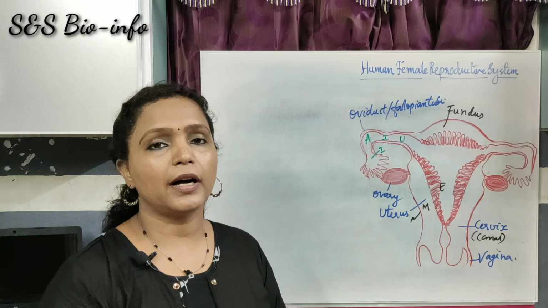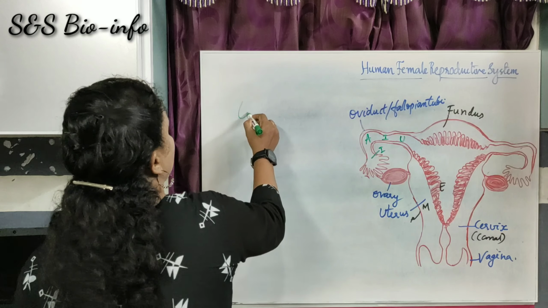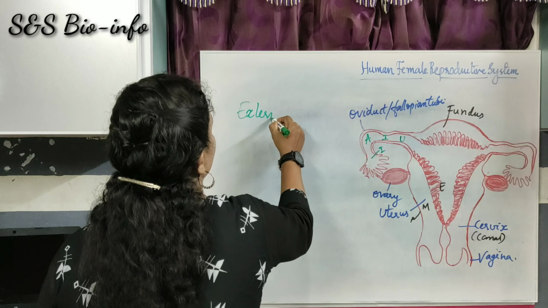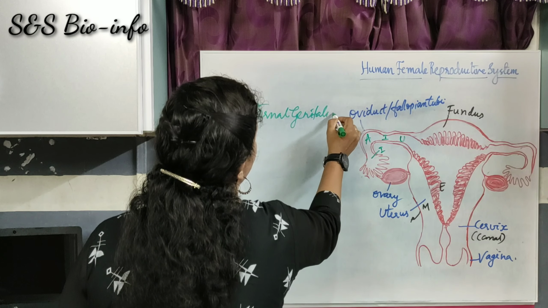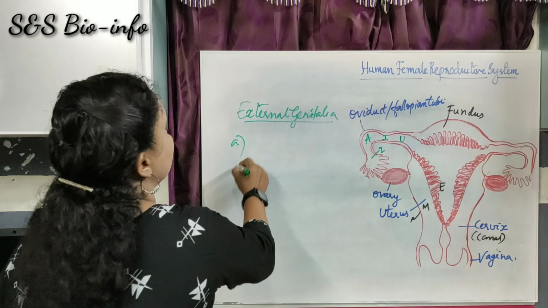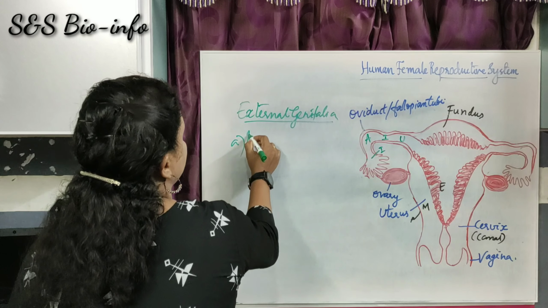The next major part is external genitalia. The first part is mons pubis.